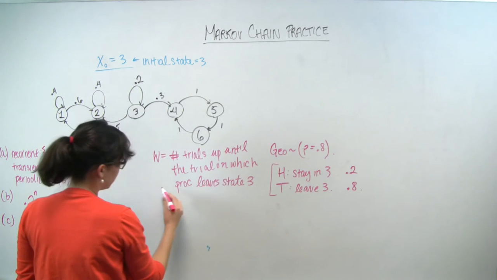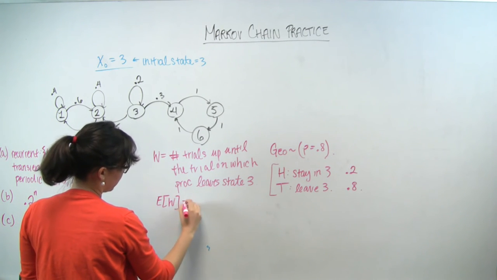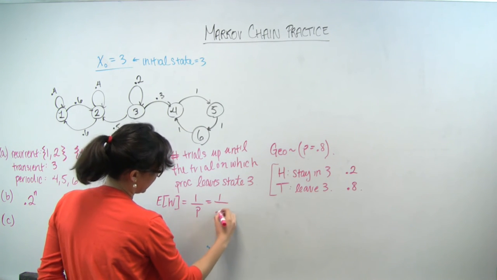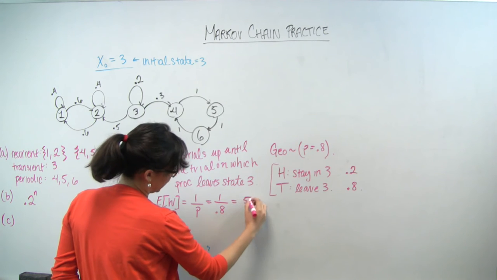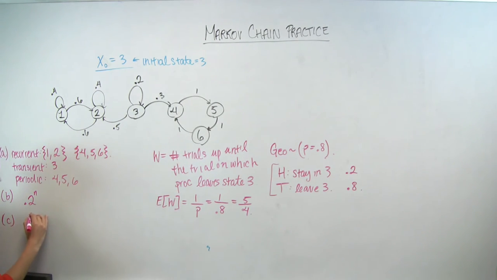So we know that the expectation of a geometrically distributed random variable is just 1 over the parameter p, which in our case is 0.8. So we get 1 over 0.8, which is simply 5/4. So our answer to C is 5/4.